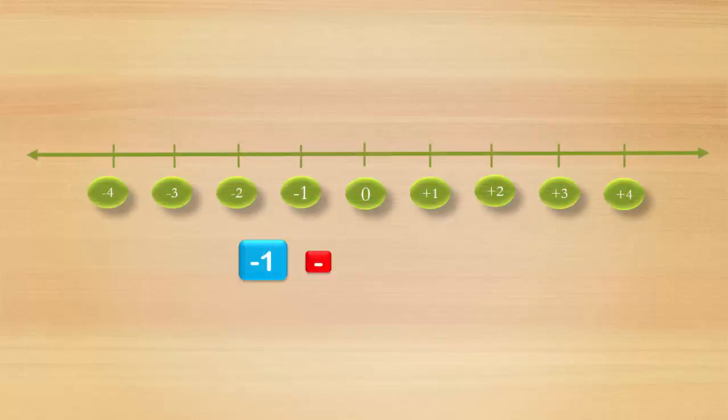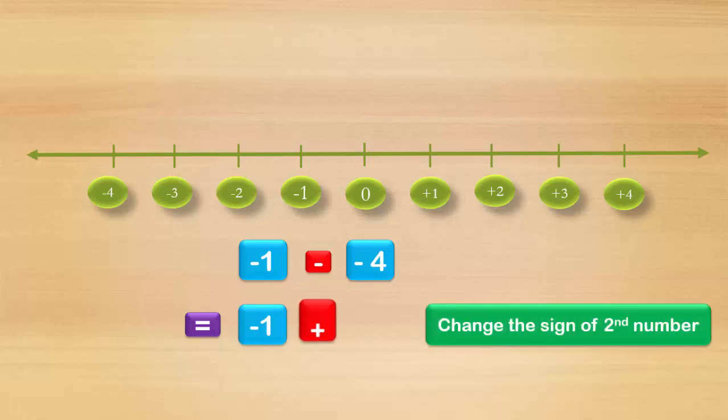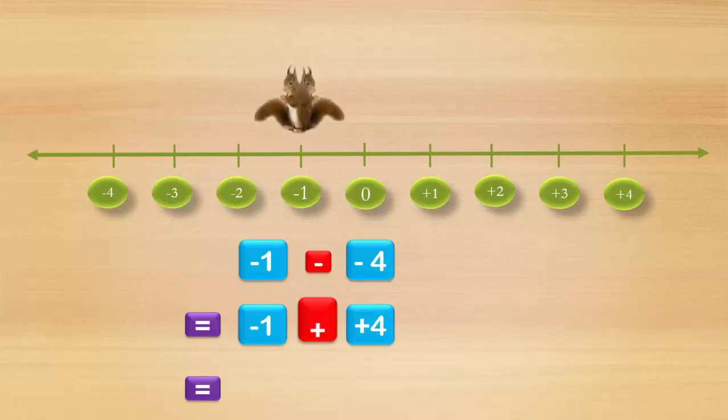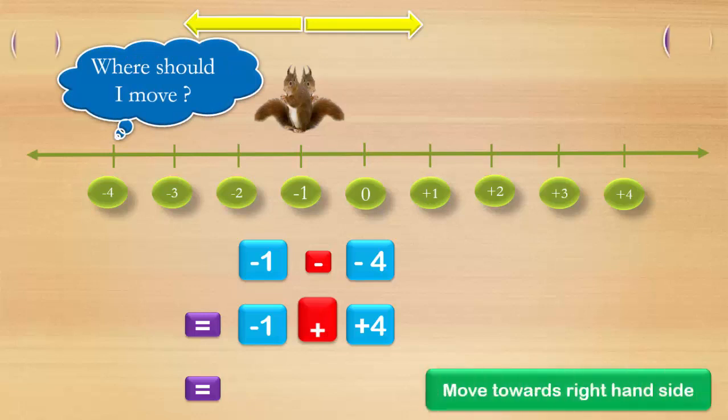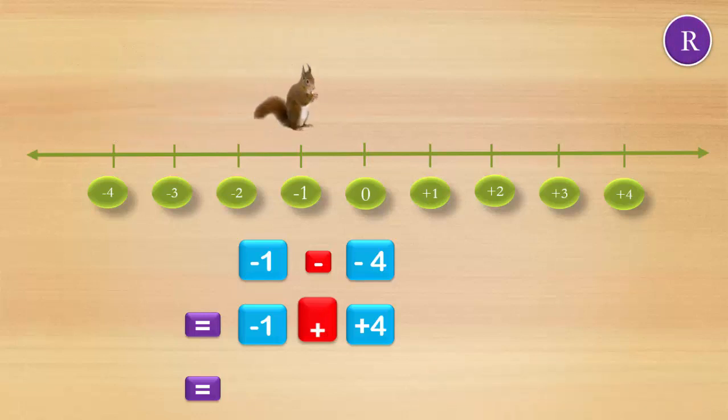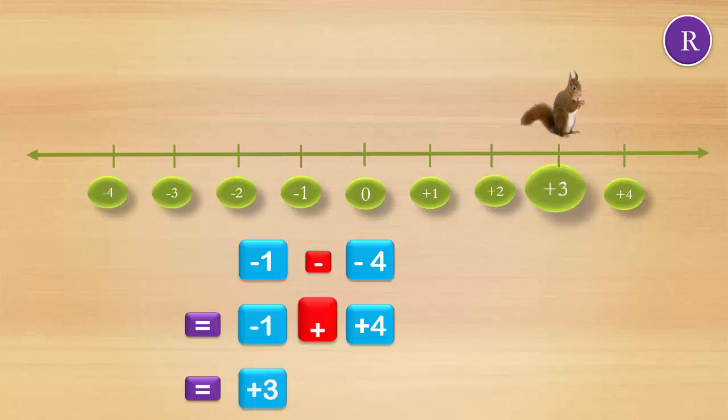Next question. Negative 1 minus negative 4. Negative 1 as it is. Change the sign of the second number, positive 4. As we are adding, the squirrel is on negative 1. Showing the directions, left hand side and right hand side, they are confused once again. Where should I move? Move toward the right hand side, 4 places. Finish the jumping. Reach positive 3. The answer is positive 3.